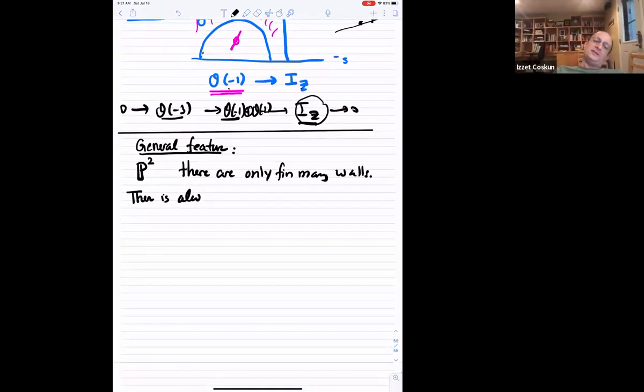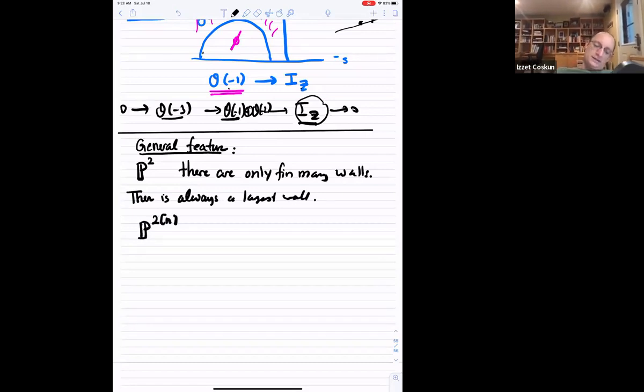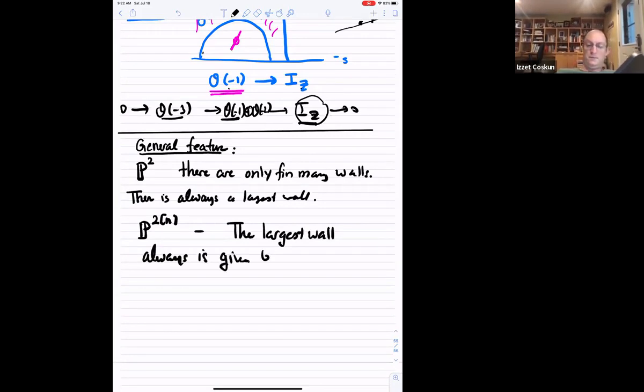The general feature: in P2, there are only finitely many walls, and there is always a largest wall. And when you're talking about the Hilbert scheme of points, then it turns out that the largest wall always is given by O of minus 1.